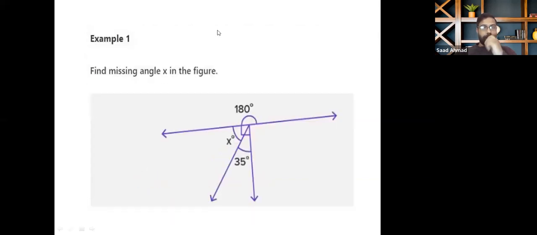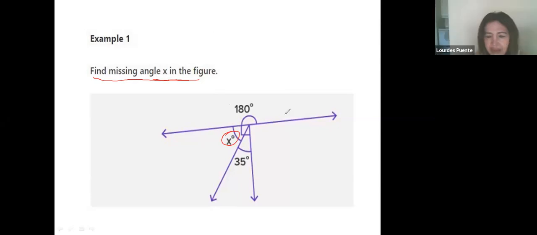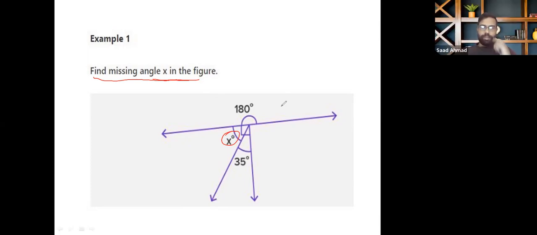Okay. Here we have a question. Find the missing angle X. We need to find this angle. Can anyone help me with this? Would you like to help me find this missing angle? Is it clear? I just want them to participate. Okay, it's 55.